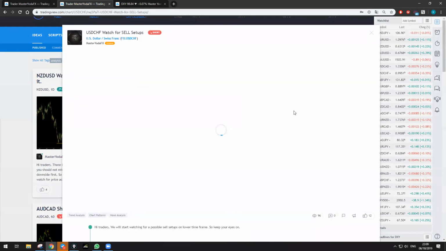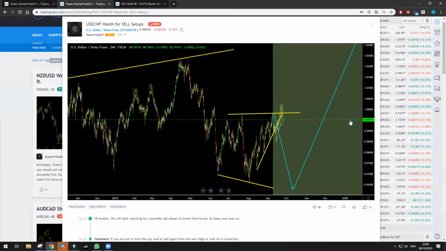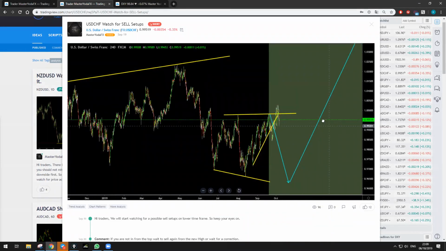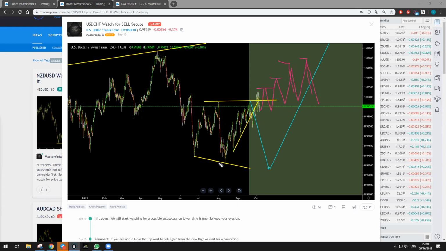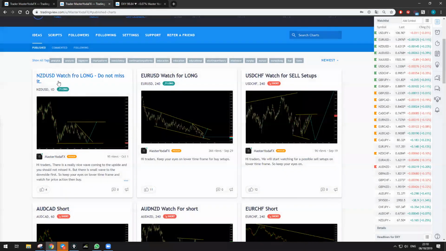USD CHF, Swiss franc. That one is also a really good setup, which actually took me out at break even at least 5 times till now. And I'm still a seller from the top. Every time the chart makes a new high, I will be a seller, all the time, from all those tops, because that chart will just go and break to the downside. That's just a matter of time.